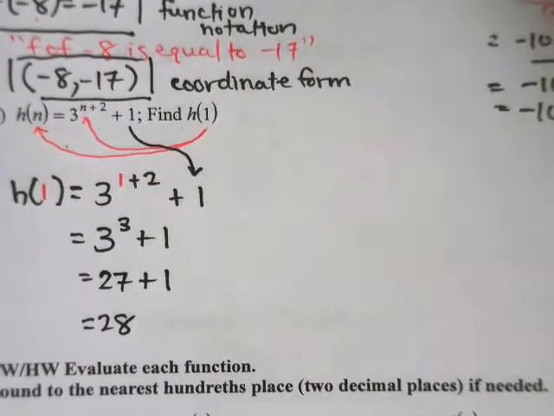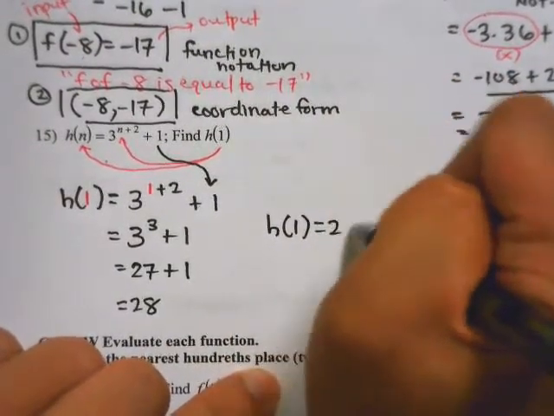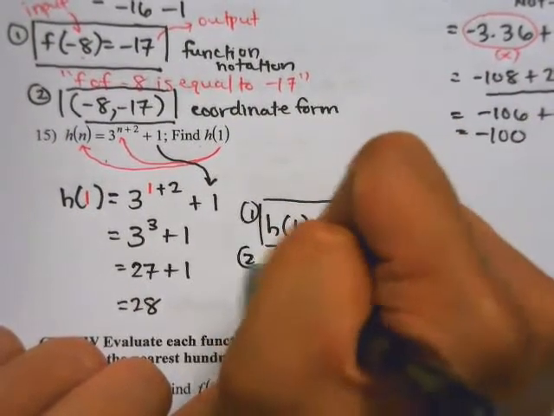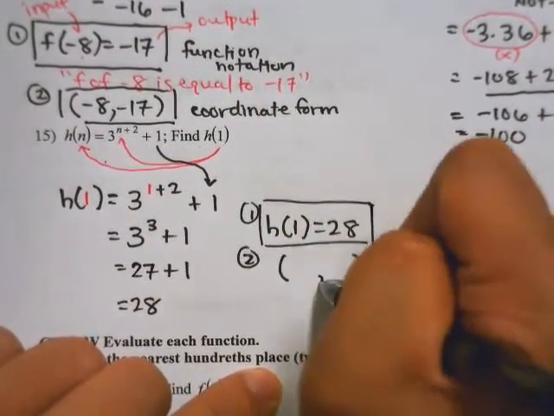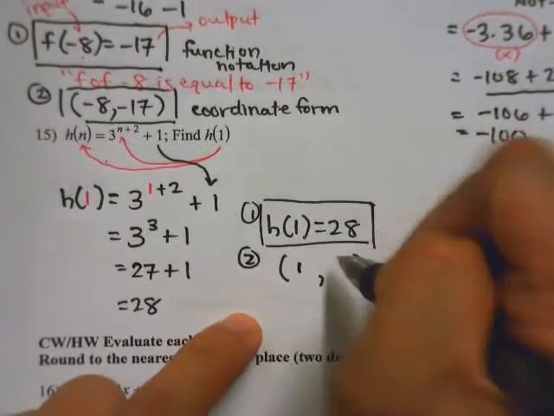Okay, all right, two different ways again to write this, and you need to be writing it down. H of 1 is equal to 28. So that's 1. And then, so we have expressed the answer in function notation. Please also express this answer in coordinate form. And how to do that? It will be 1 comma 28.